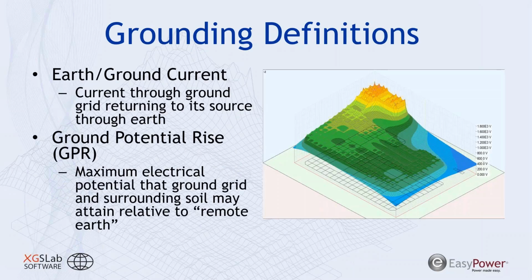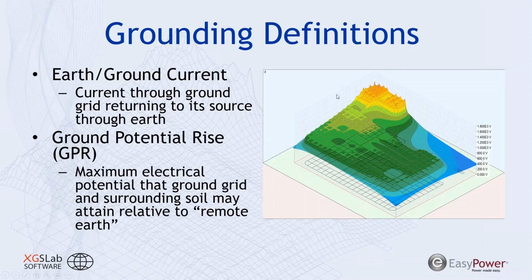Some of the definitions with a grounding system analysis, one of them is your earth or ground current. This is the current that's going through your grounding system and returning to its source through the earth. What that does is it creates a ground potential rise. And I think that's well illustrated by the image on the right here. This is the electric potential that's developed at your ground grid in that surrounding soil. And it's really the voltage difference from your ground grid to some remote point or remote earth, we'll call it, a location where there's zero potential.